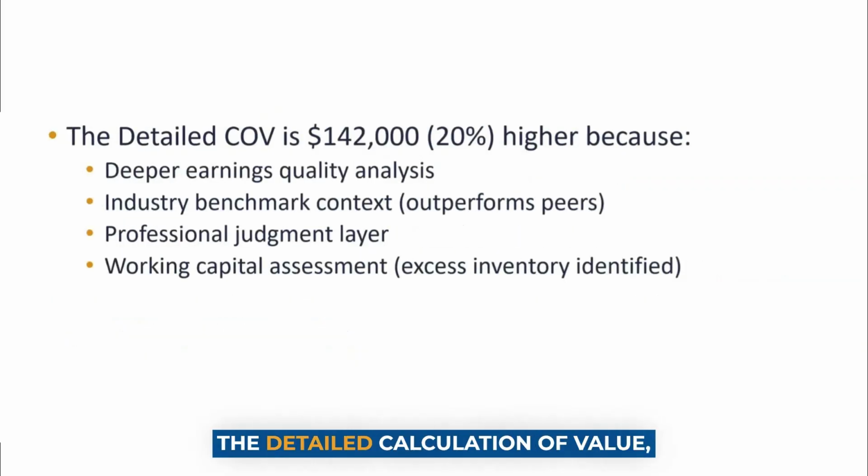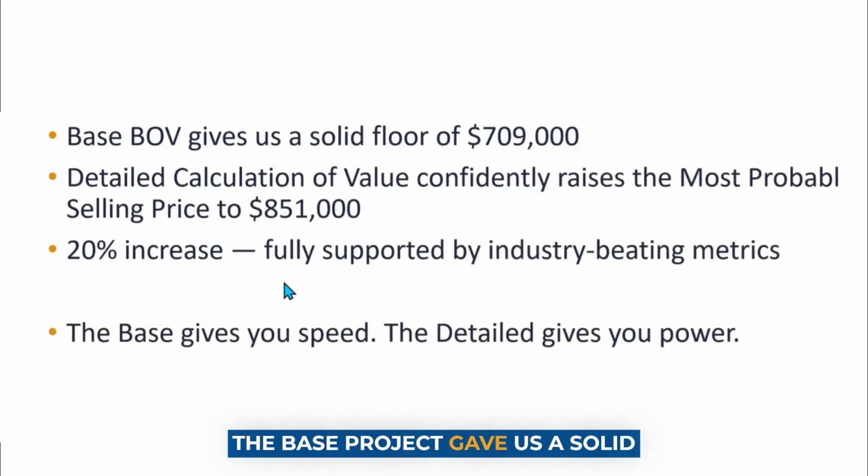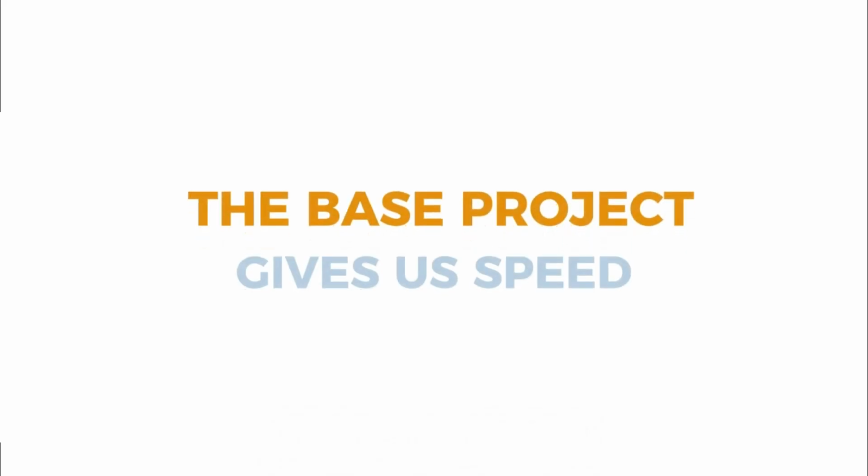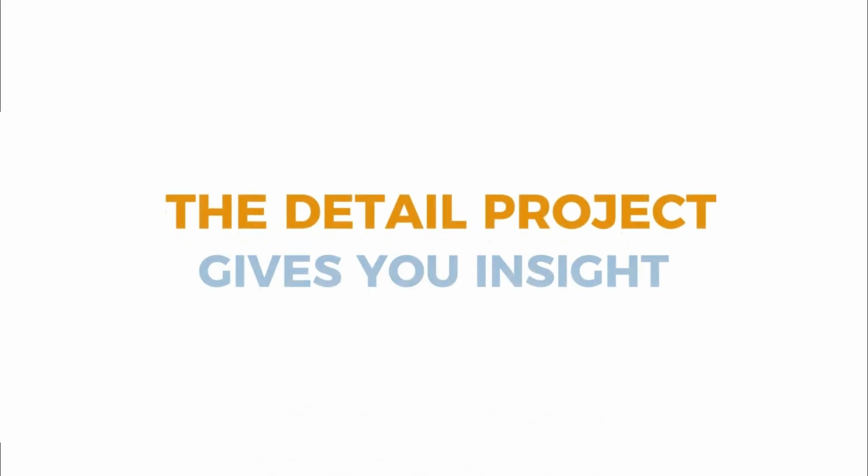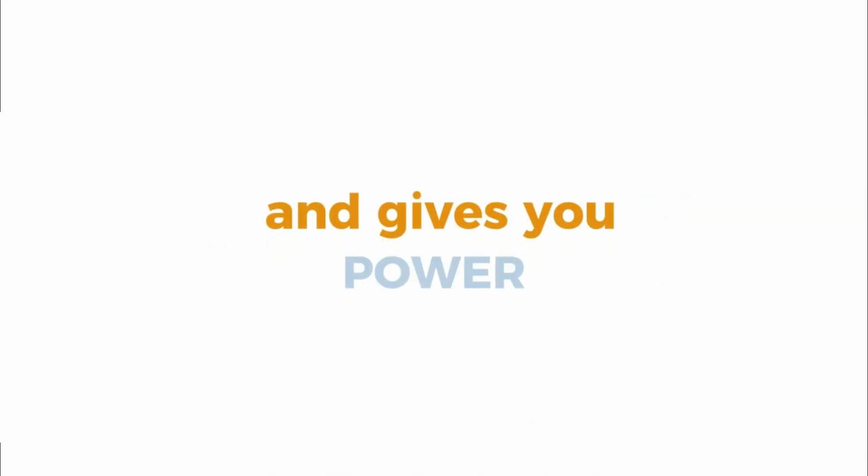In the detailed calculation of value, there's a $142,000 difference because we have a deeper understanding of the quality of the cash flows. The base project gave us a solid floor, $709,000, while the detail gave us a most probable selling price of $851,000. The base project gives us speed. The detail project gives you insight and gives you power.